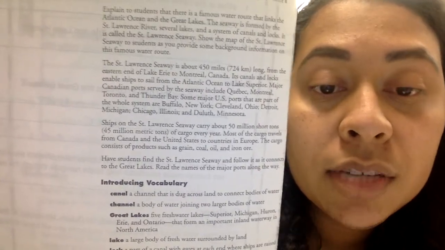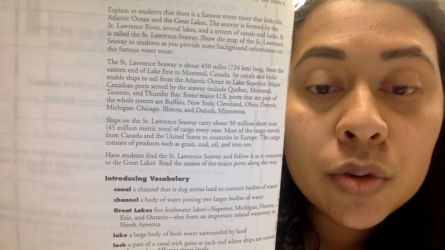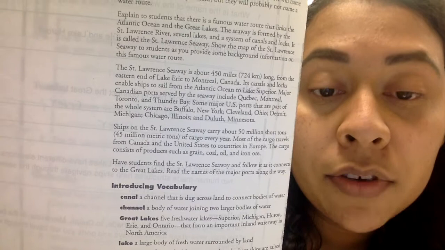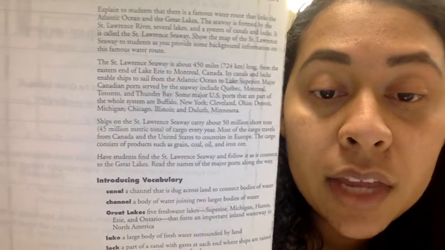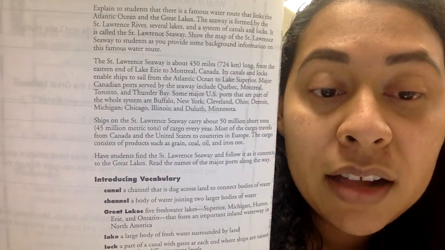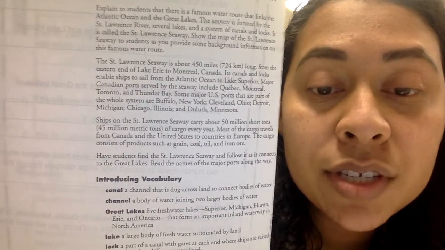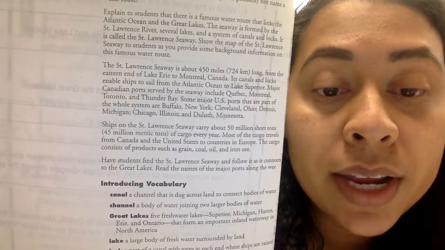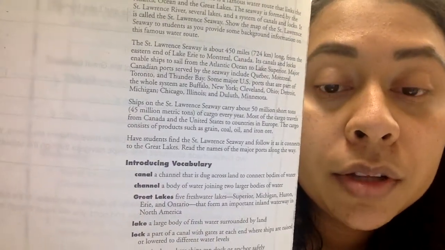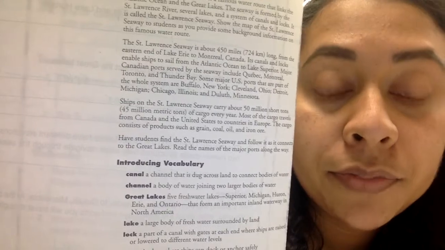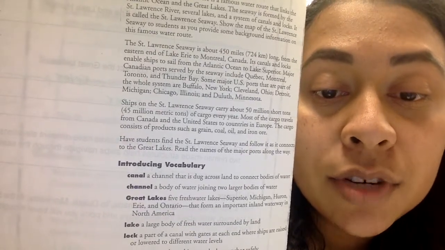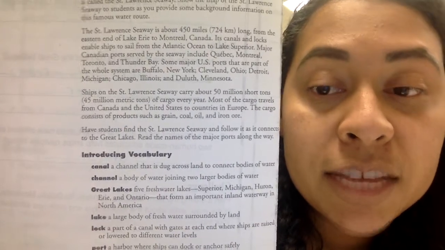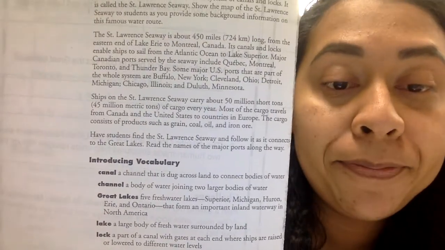Ships on the St. Lawrence Seaway carry about 50 million short tons, that's 45 million metric tons, of cargo every year. Most of the cargo travels from Canada and the United States to countries in Europe. The cargo consists of products such as grain, coal, oil, and iron ore. Have students find the St. Lawrence Seaway and follow as it connects the Great Lakes. Read the names of the major ports along the way.